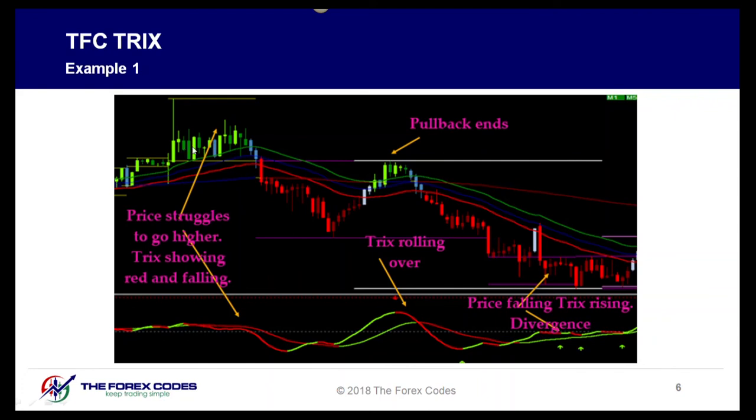The Trix is red. During all this time, price is trying to go higher. The Trix is red. Both Trixes are red, and they start going through zero. The fast Trix, by the way, is the thick line. It starts to go through zero.